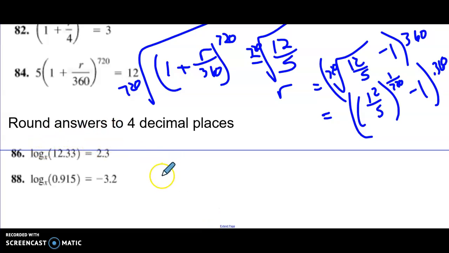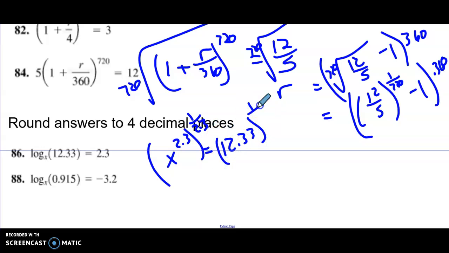Number 86. X is at the bottom. I'm just going to make that x to the 2.3 equals 12.33. I'm going to raise both sides to the 1 over 2.3 power. So on my calculator, I'm going to take 12.33 to the 1 over 2.3 power. You get 2.9808.